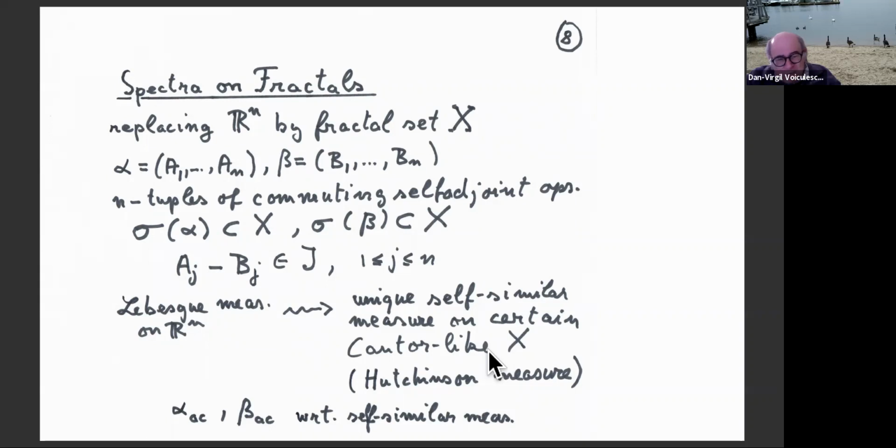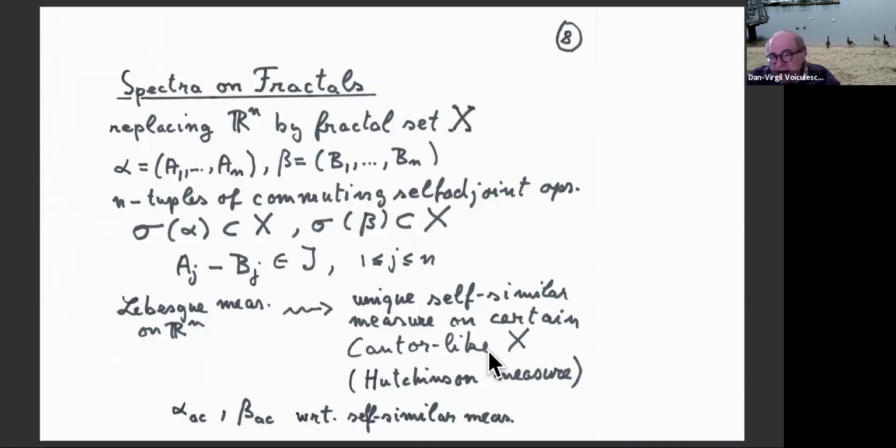Now, in place of Lebesgue measure on Rn, for the fractal I have chosen, there is a replacement which is the unique self-similar measure on these Cantor-like fractal sets. It's the so-called Hutchinson measure. And in the case of the fractal I consider, it is actually the Hausdorff P measure. So this self-similar measure is the Hausdorff measure.